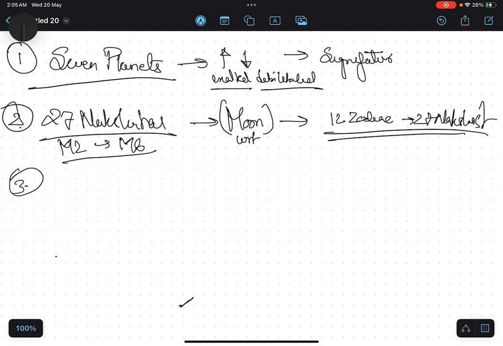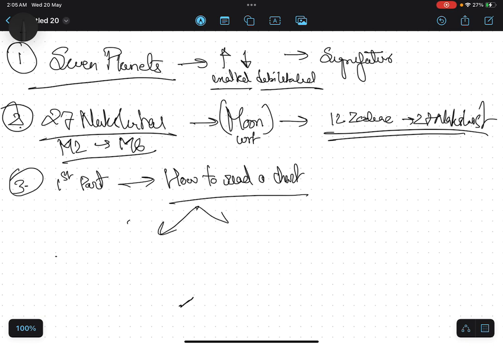Then let us go to module 3. It has 2 parts. The first part is all about how to read a chart. That's the most important thing. Okay, this is very important. And in this I have given 2 types of charts. One is of course the North Indian one, and the other is the South Indian one.